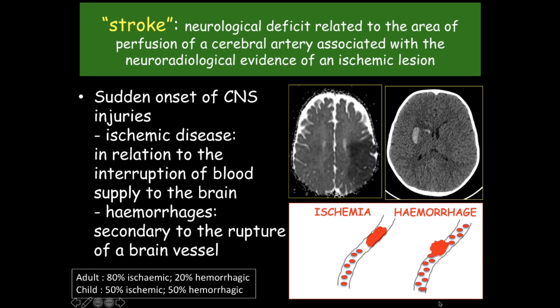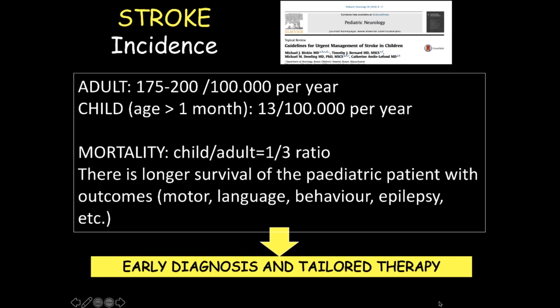There is a great difference between adults and children, because in adults 80% of strokes are ischemic and only nearly 20% are hemorrhagic, while in children 50% of strokes are ischemic and 50% are hemorrhagic. Therefore, there is no great difference between these two kinds. The incidence of stroke is also very different, because in adults we have 200 cases per 100,000 per year, while in children we have nearly 15 cases per 100,000 per year.